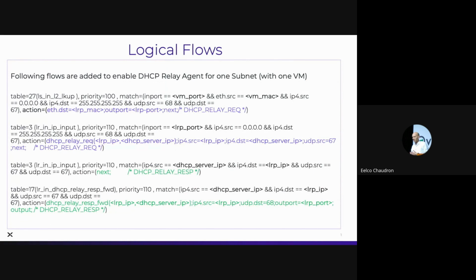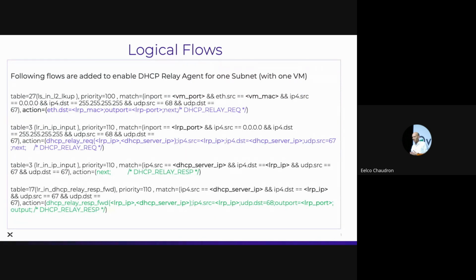The first flow captures all the DHCP broadcast packets coming out of the VM port, and these packets are converted to L2 unicast. As we can see in the action, the Ethernet destination is set to the LRP MAC and output is set to the LRP port. The second flow is added in the logical router IP input stage. This flow matches all the DHCP broadcast packets coming on the LRP port and forwards these packets to the ovn-controller. Along with that, we are using OVS actions to update other L3 and L4 headers.